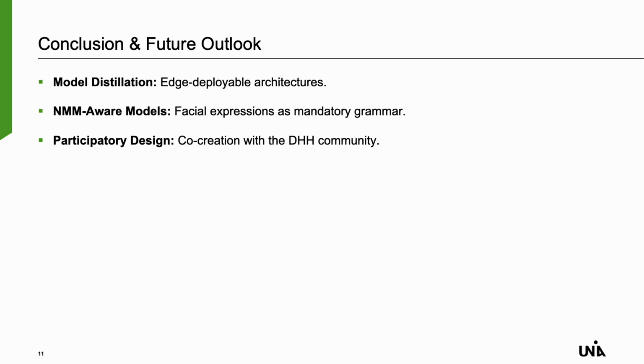Number two, we must prioritize NMM-aware models. AI developers must treat facial expressions and non-manual markers as mandatory grammar rather than just an afterthought. And finally, the most important step is participatory design. We have to stop building assistive technology in isolated labs. Moving forward, true innovation will only happen through direct co-creation and testing with the deaf and hard of hearing community.